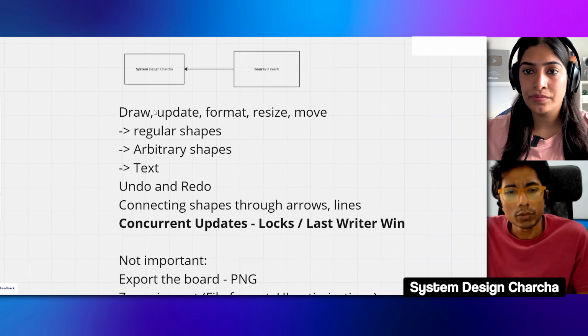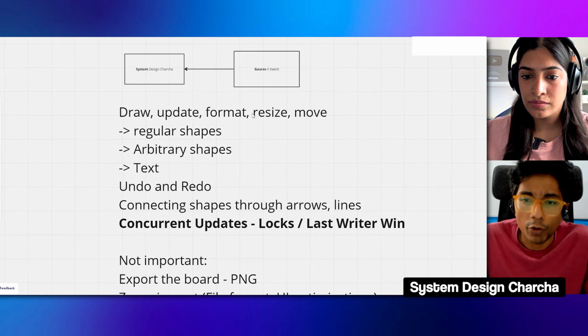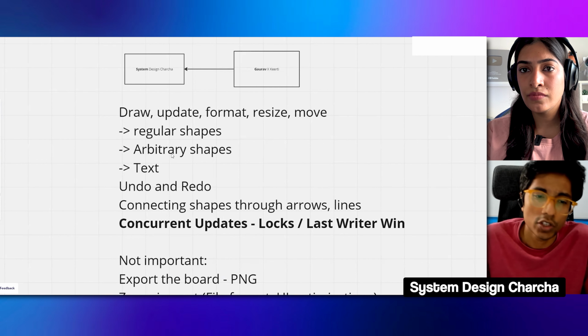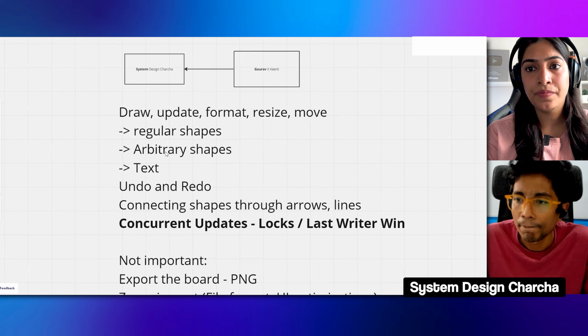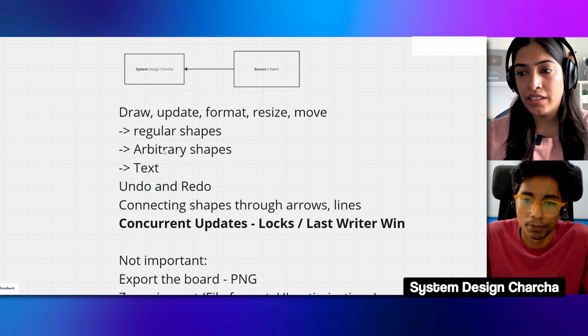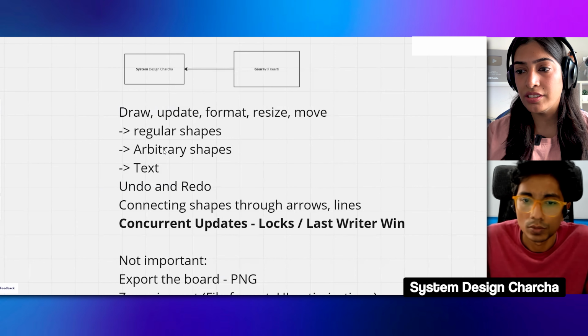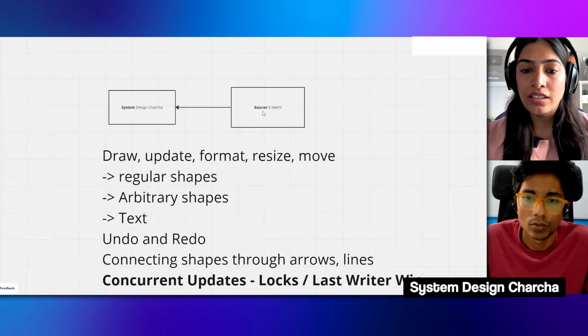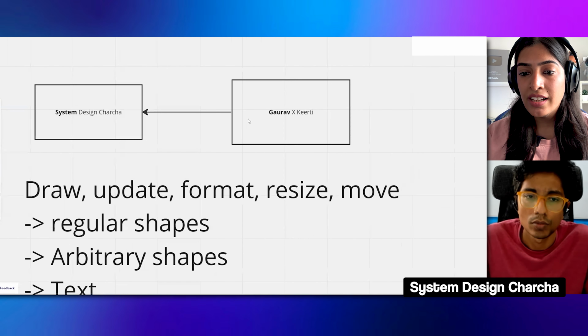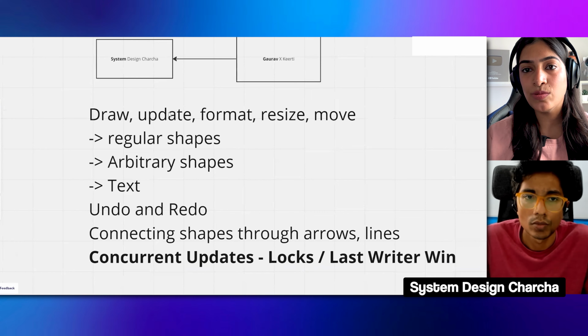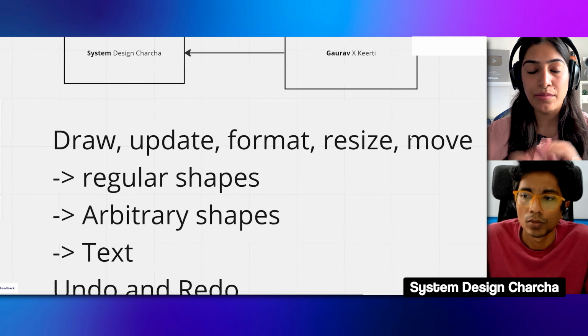Okay. In terms of drawing, updating, formatting, resizing, moving objects, Keerti, any ideas? How do we store these shapes, which can be arbitrary and sometimes text? Like what data format? On the front end, whenever we think about a whiteboard, there are two things that most people discuss. One is Canvas and one is SVG. Both have their own pros and cons. I wouldn't say always use this or don't use this, but for this case, SVG seems like a better use case, and let me tell you why.